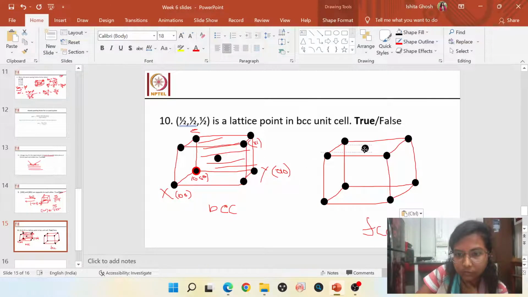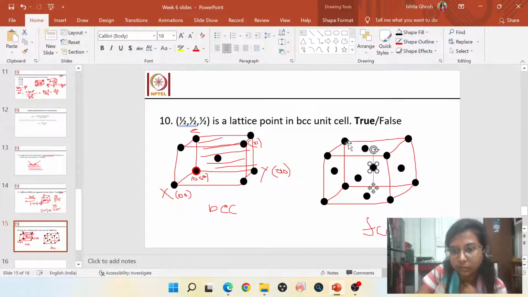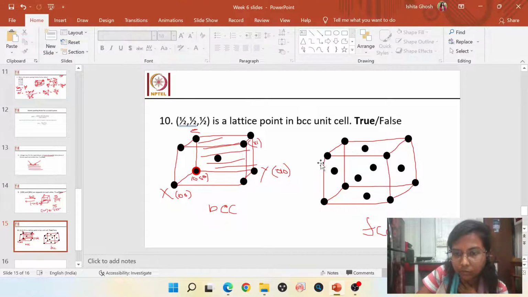For this face, it is here. For this down face, it is here. Now what about this front face? For this front face, it will be somewhere here. For this face, it will be somewhere here. Now we have for this back face, somewhere here, which is the center of this plane. But here all the atoms are on the faces and none is in the middle.